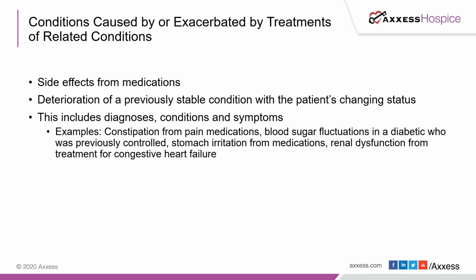Blood sugar fluctuations in a diabetic who was previously diet controlled, maybe DM type 2, never took any meds, their sugars were fine. Now, based on their declining condition, they get skin breakdown, they're getting infections, we've maybe put them on steroids for pain, and now these blood sugars are jumping all over the place. So the uncontrolled symptom of the diabetes is related to the treatment for the primary diagnosis.